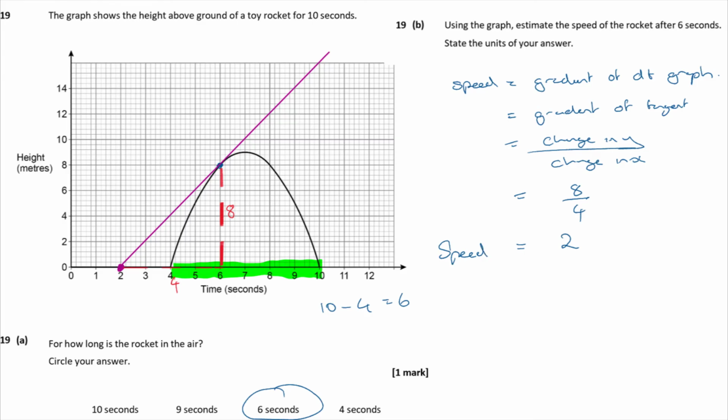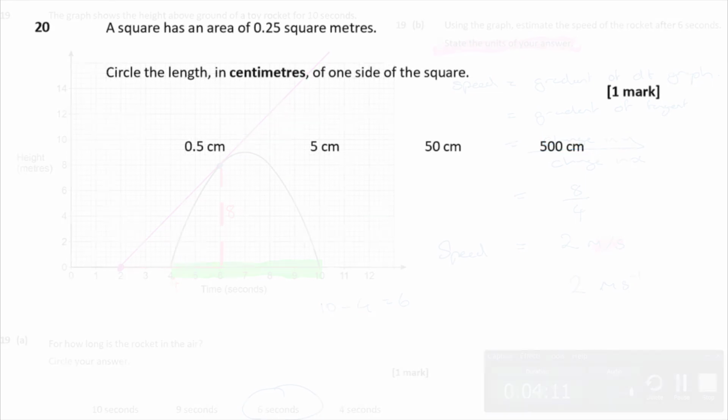2 what? Well, the height's in meters and the time is in seconds, so the speed is in meters per second. So 2 meters per second. Now it does actually say state the units of your answer there, so that is worth a mark for getting that bit right. So don't forget that bit, meters per second. You can also write it as 2 meters per second to the -1. That's an alternative way of writing per second. Because if you think about it, s to the -1 is 1 over s, so it'd be m over s. Same as before.